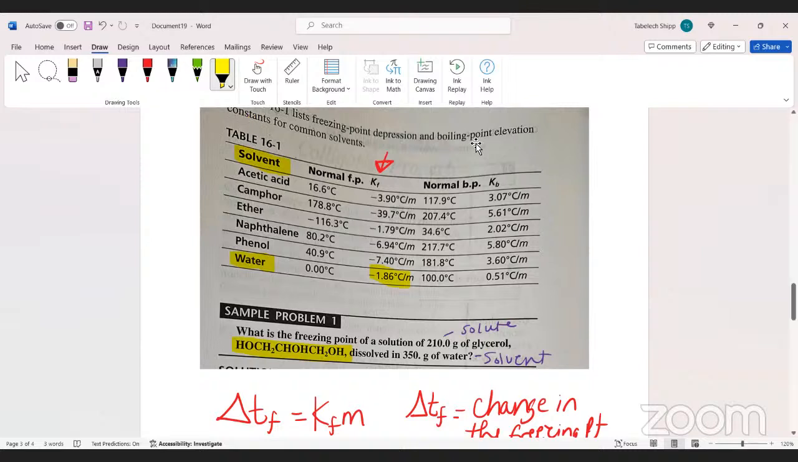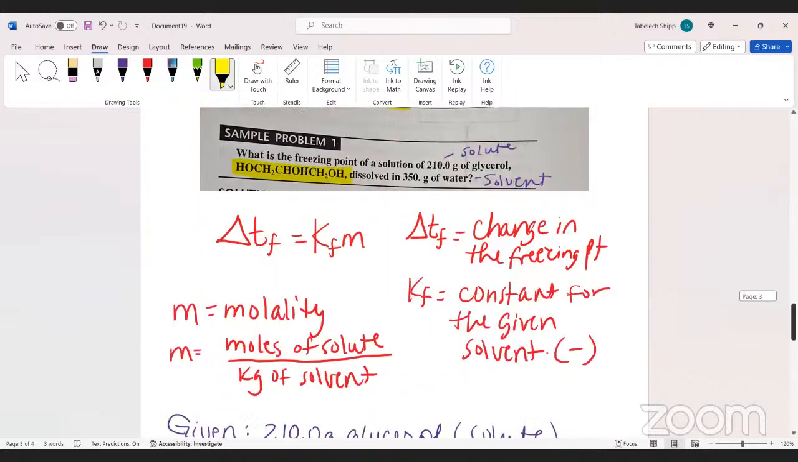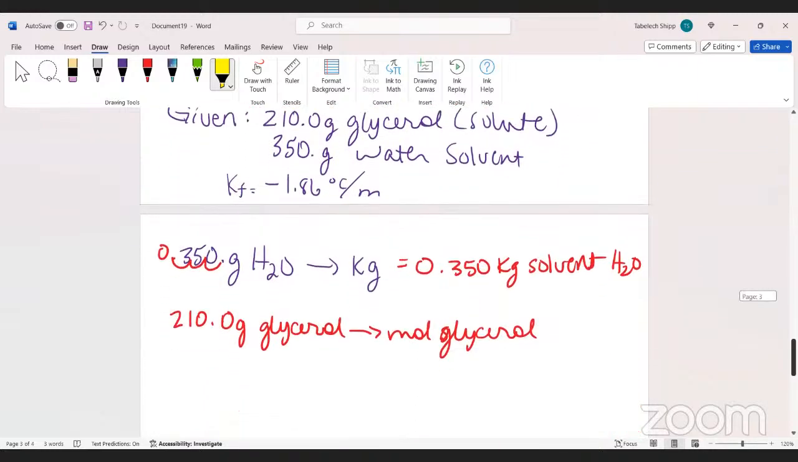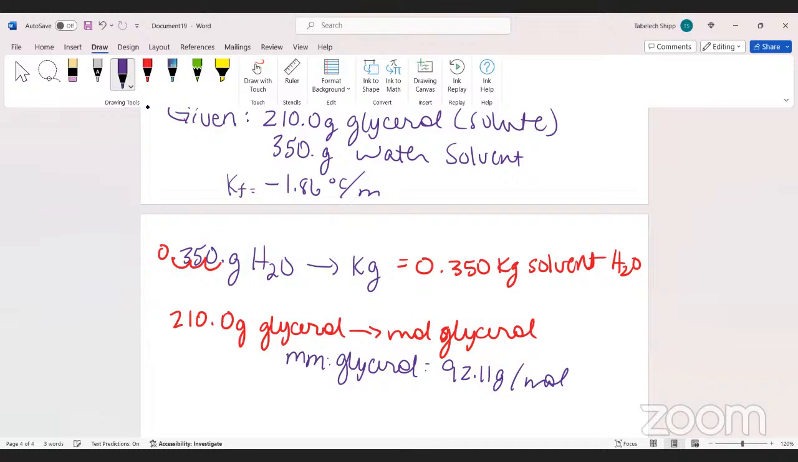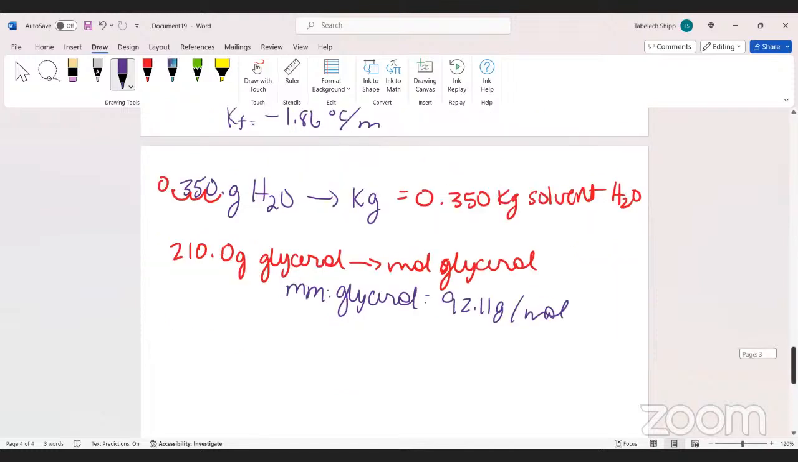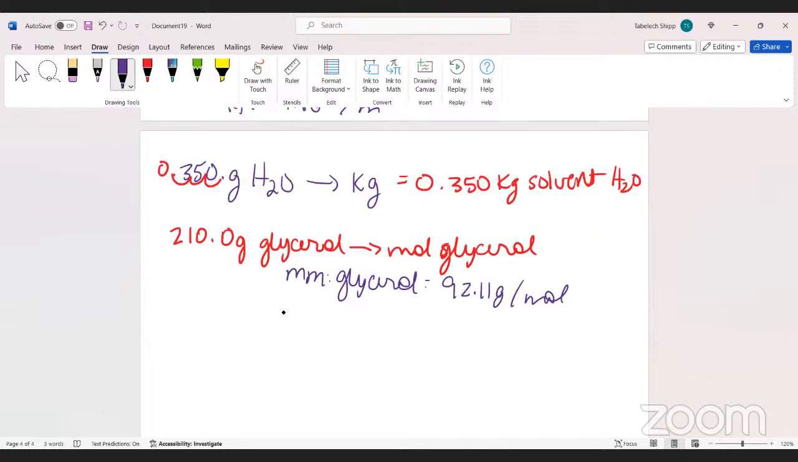Now, to save you time, I've already done that. So that's the other number that I'm going to provide you with for this problem. Okay, so the molar mass for glycerol is 92.11 grams per mole, okay? So that's the number that we're going to use for this problem. So I'm going to take the 210.0 grams and convert that to a mole.